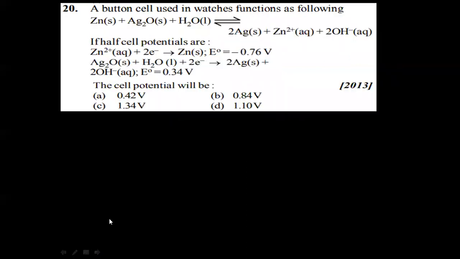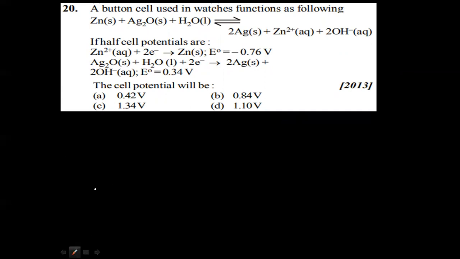20. A button cell used in watches functions as follows: Zn(s) + Ag2O + H2O gives 2Ag + Zn2+ + 2OH-. If the half-cell potentials are Zn2+ + 2e- gives Zn with E naught value -0.76 volt, and Ag2O + H2O + 2e- gives 2Ag + 2OH- with E naught value 0.34 volt, then the cell potential will be.